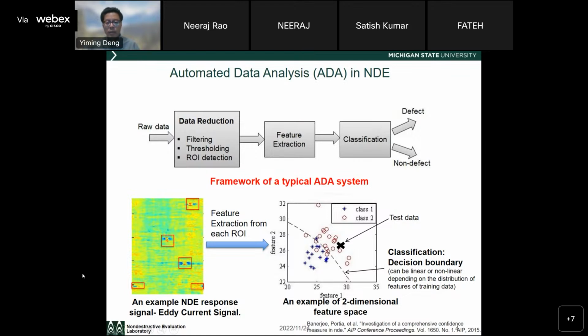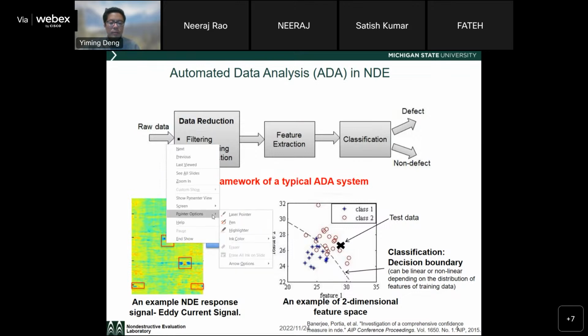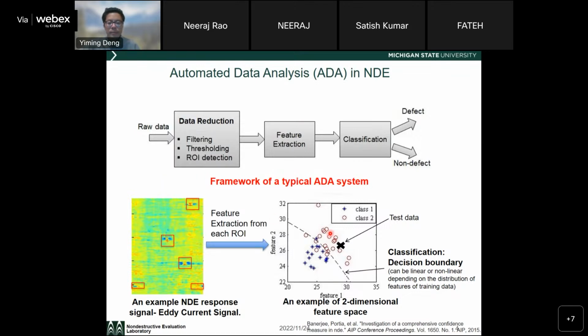I hope you can see my cursor. So I have a test data here. If I have a new test data, if possible, can we make that cursor this with red shade, that is, a laser pointer sort of thing? That will look a bit better. Let me do that. How about now? Yeah, perfectly fine. Very good.